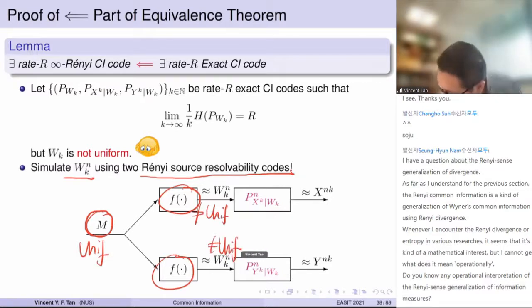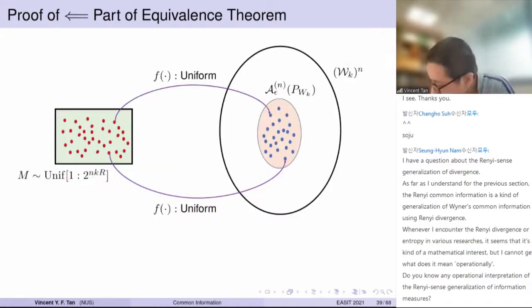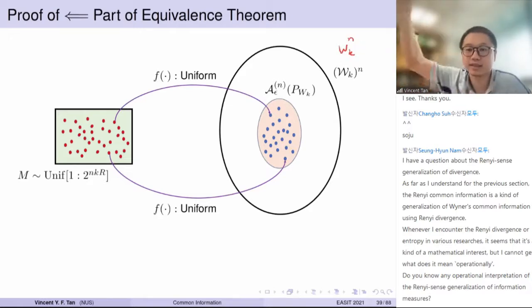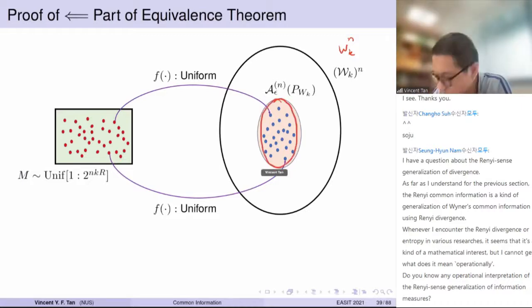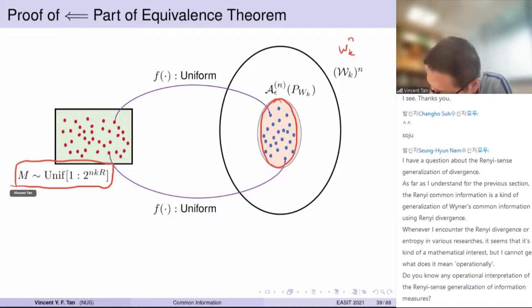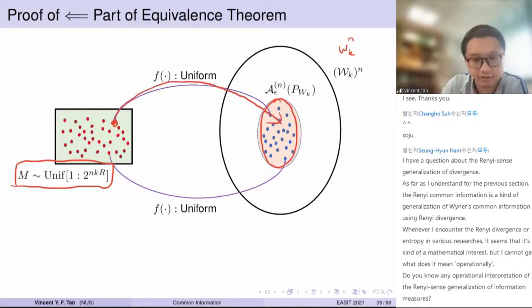For this we need some distribution shaping technique, which is called source resolvability, and I'm going to illustrate it here. This is the set of all possible sequences of W^K, where K indexes the sub-block length and N indexes the big block length, if you wish. And then there's some typical set here. Now you take an M that is uniform on this set, and for every element here, you throw it uniformly at random into one of the elements in the typical set. Like random binning, if you wish.